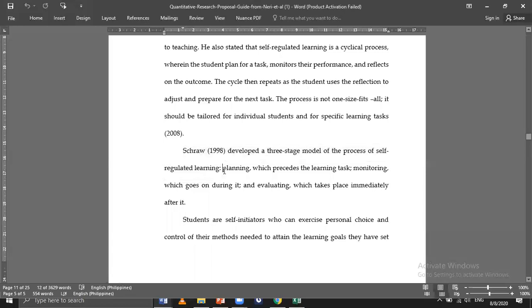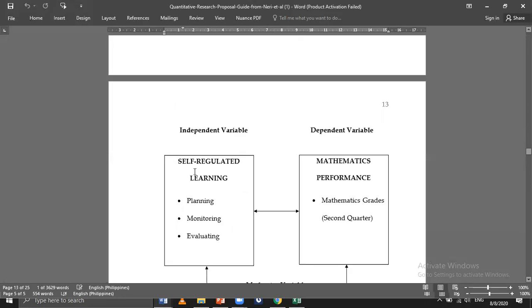And those self-regulated learning include planning, which precedes the learning task. The next is monitoring, which goes on during it, and evaluating, which takes place immediately after it. Now, when you cited Shaw developed a three-stage model process of self-regulated learning, you already have the indicators. You found this RRL, or this concept, which has the indicators: the planning, the monitoring, and the evaluating. And therefore, go back to your conceptual paradigm.